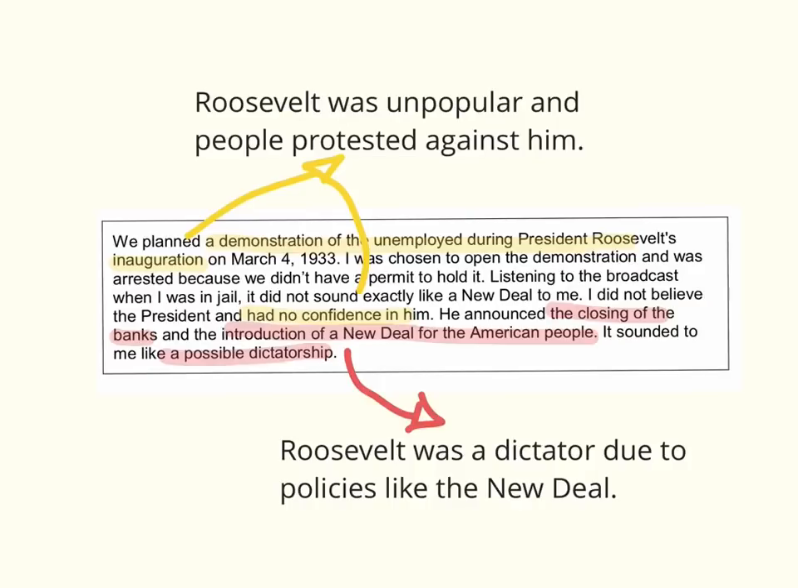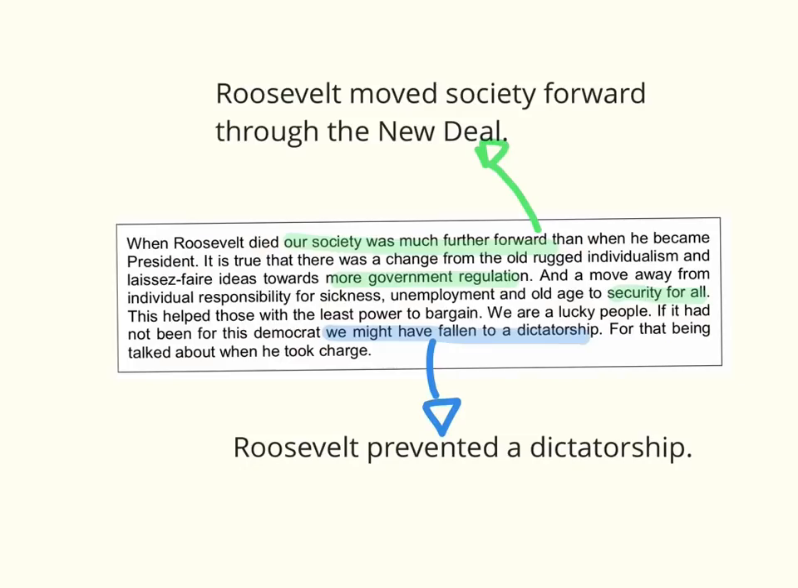So then what you need to do is use these to test against your knowledge. These are the bits that you're going to use to test the accuracy or how convincing the interpretation is. And I've done the same thing for the second interpretation, which suggests that Roosevelt moved society forward through the New Deal, and that through his presidency, Roosevelt actually prevented a dictatorship. So there's a bit of comparison between the two that you could use.